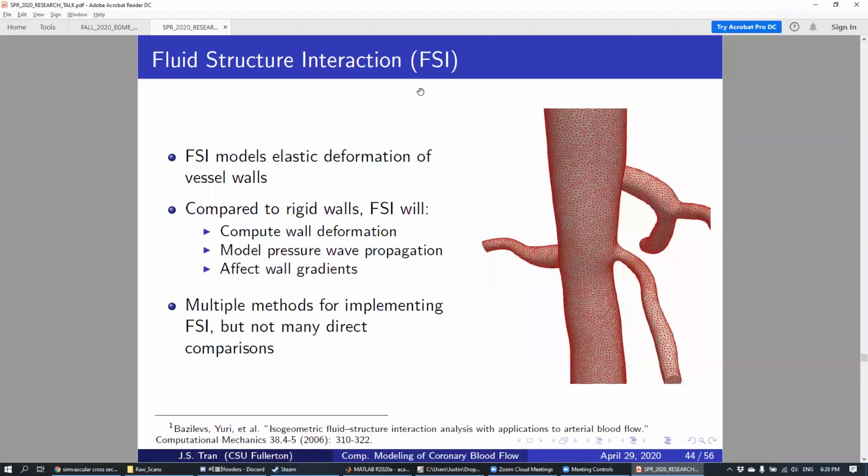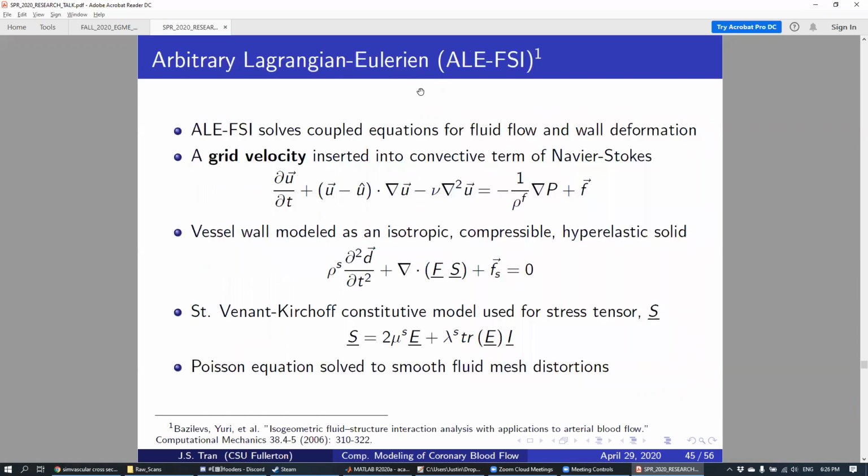And so that was the motivation for this project: we wanted to try out, in this case I only tried out 2 different methods, and compare them against each other to see how they performed. The first method that I want to go over is called the Arbitrary Lagrangian-Eulerian method, and the shorthand for this is ALE.